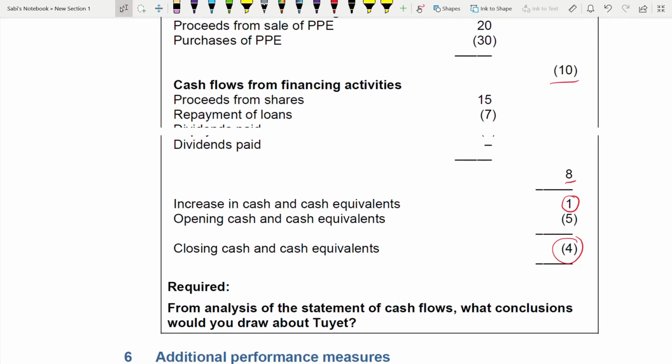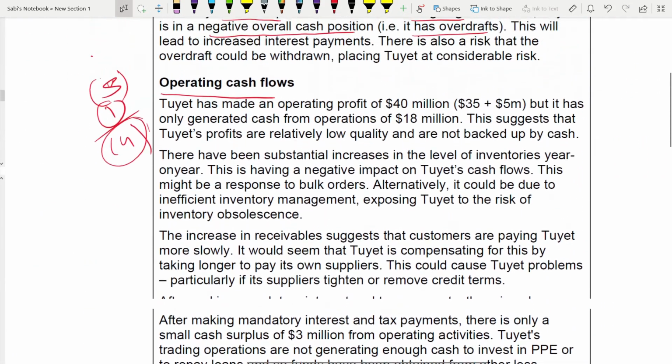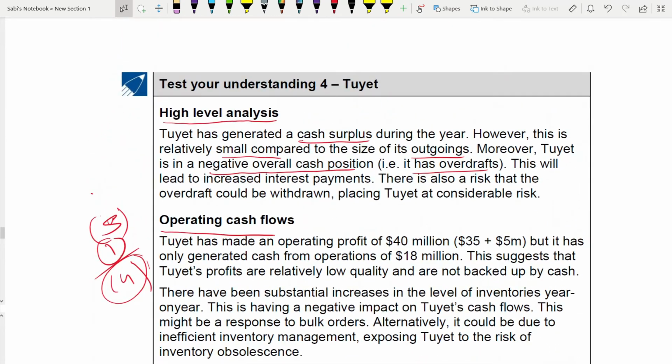So looking at this opening, you know it's an overdraft. You can understand because it's negative. Okay. So still they have an overdraft. So because now they have an overdraft, they have an amount, the loan. It's a risk because it will increase their payment. And because of this, there's a risk that this overdraft could be withdrawn.